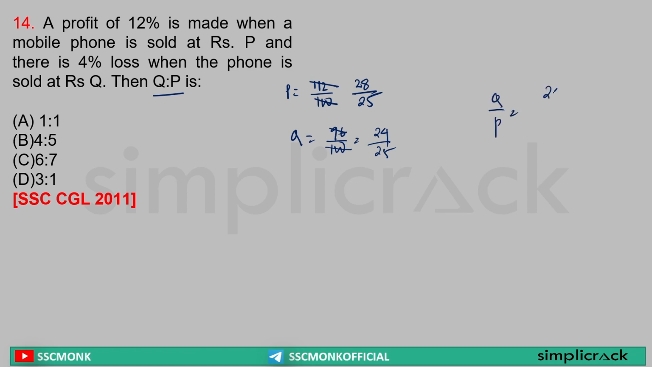Sir, Q by P will be 24 by 25 divided by 28 by 25. 25 in denominator crossed out. 24, 28 is here. 4 6s are 24, 4 7s are 28. Ratio 6:7. Option C is the right answer. We are done with the question.